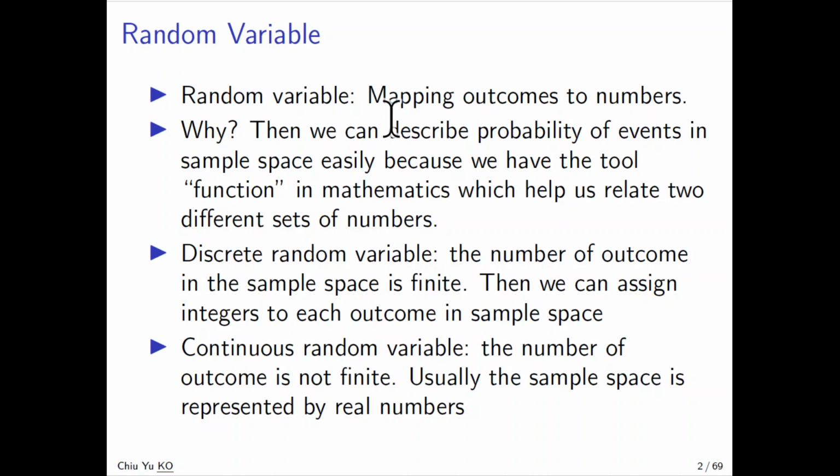There are two different types of random variable we'll discuss, and we need different tools for each. One type is called a discrete random variable. That means the number of outcomes in the sample space is finite, so you can count them. Usually in that case, you assign integers to those outcomes. The other is called a continuous random variable, and in a lot of cases the outcomes are not finite, so usually you represent the sample space by real numbers.